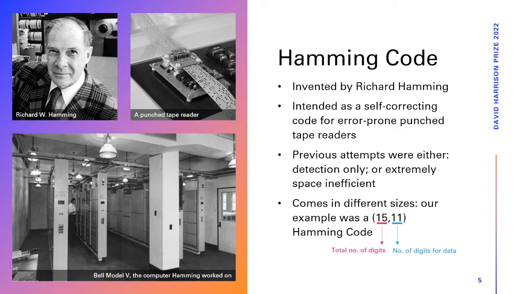Of course, there were people before him who tried to do this. Their attempts were merely detection. So the machine can tell the input is wrong. It halts itself and flashes a little light that says, "Hey engineers, come and fix this up." Then those engineers could potentially run the tape through the reader again and see if the error reoccurs.